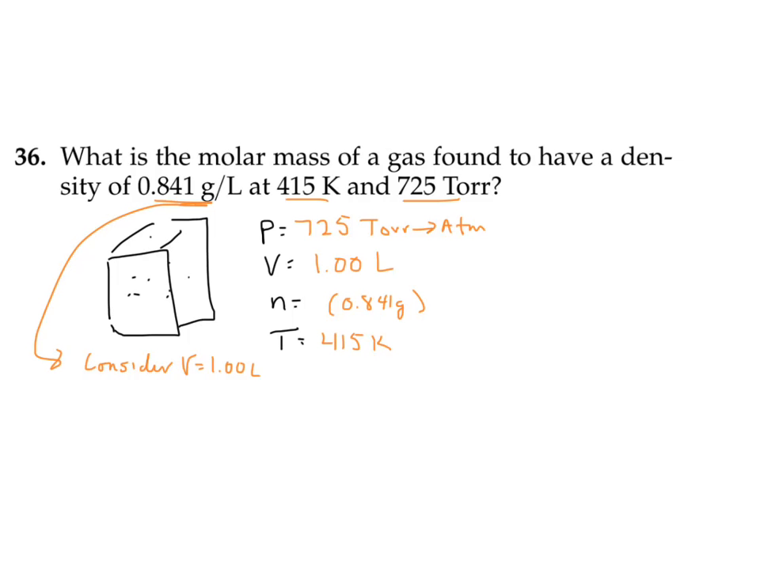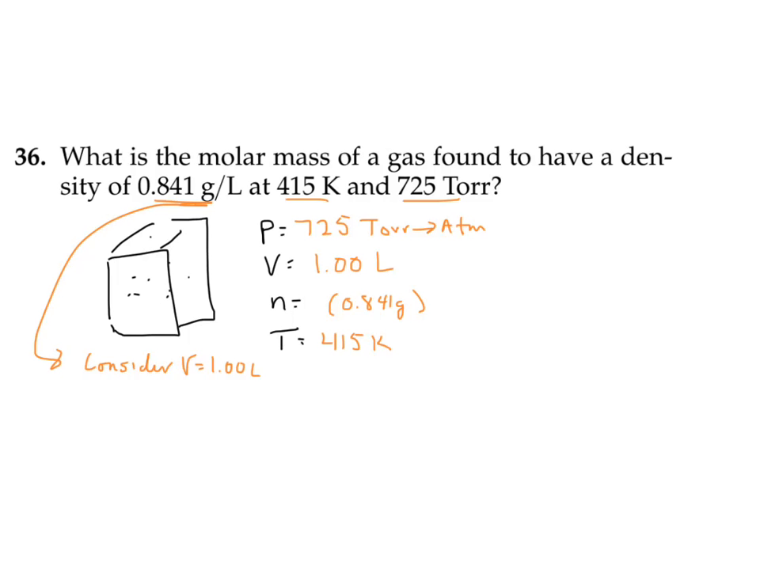And so we've done this before. If you set as your basis 1 liter, and they said the physical constant of this gas is 0.841 grams per liter, then if that is your volume, which you chose to set, then you know that you have a mass of 0.841 grams. They give you the temperature in Kelvin.